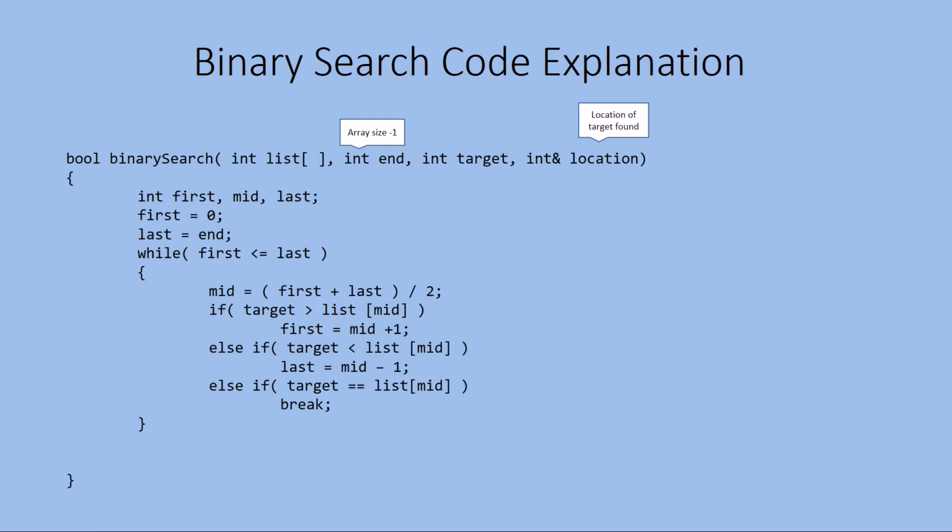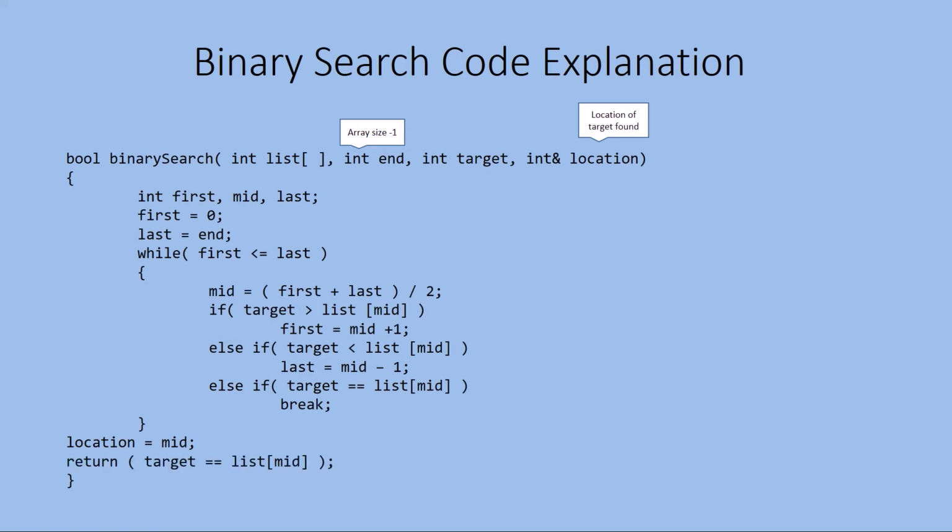If the target is not in these 3 cases, this loop will keep looping until first is greater than last. Then the loop will quit, which means the target is not found in the array. After the loop, we set location equal to the middle of the array that we found or stopped at just now. And lastly, return true if found and return false if vice versa.